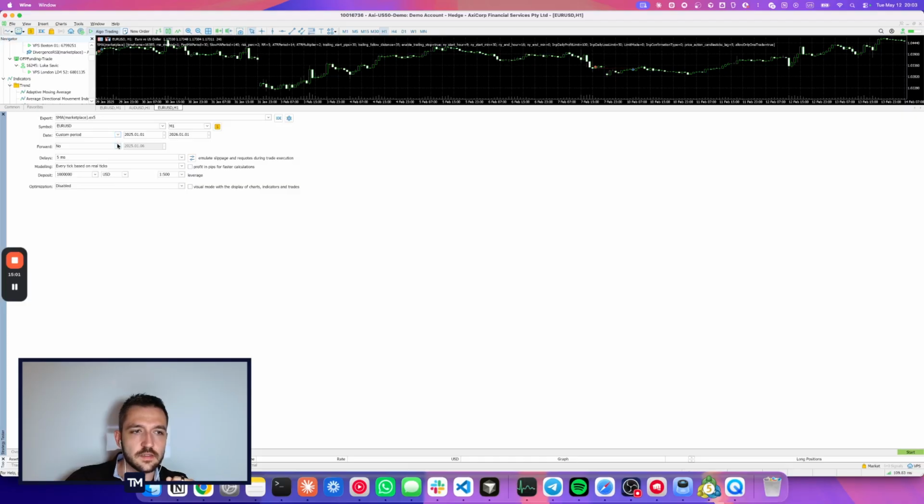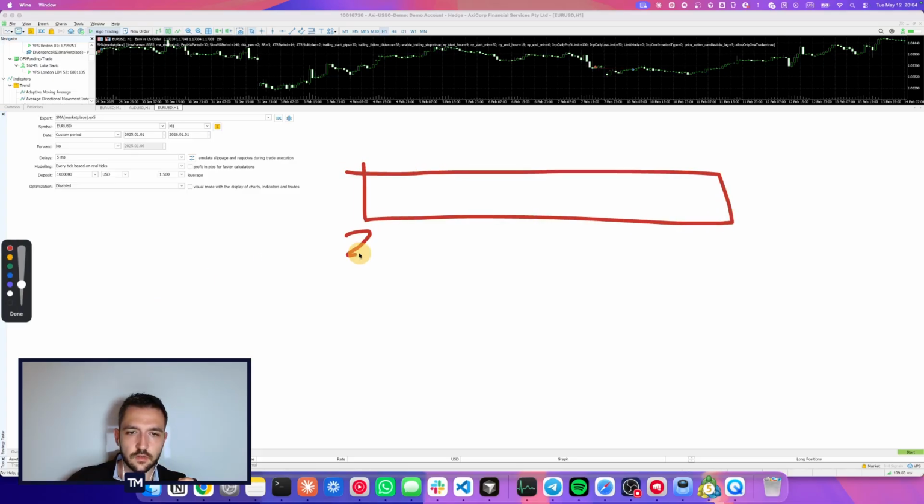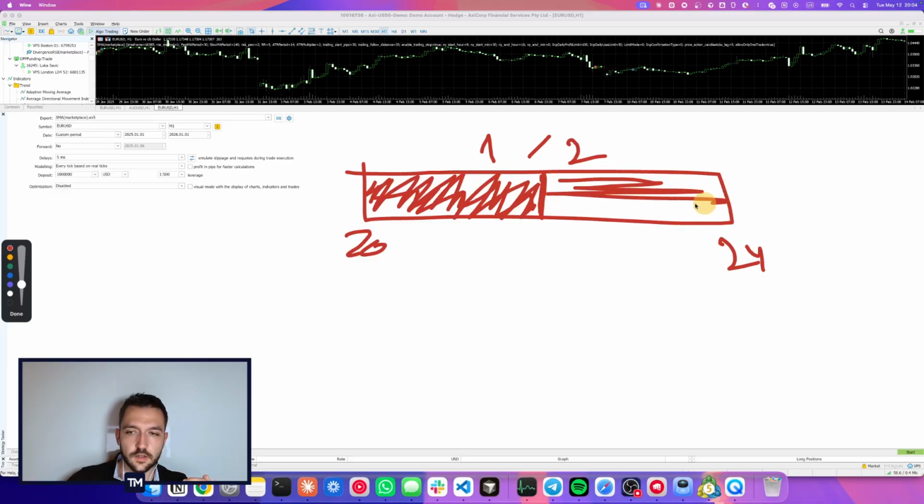The next one is the forward. So forward is something for optimization. And let's explain what this 1/2, 1/3, 1/4 means, or custom. As I said, you can use, let's say this is 2020 to 2024, okay? 1/2 means that you're dividing your history in half and you are optimizing here on the first half, and then you're testing on the other, okay?